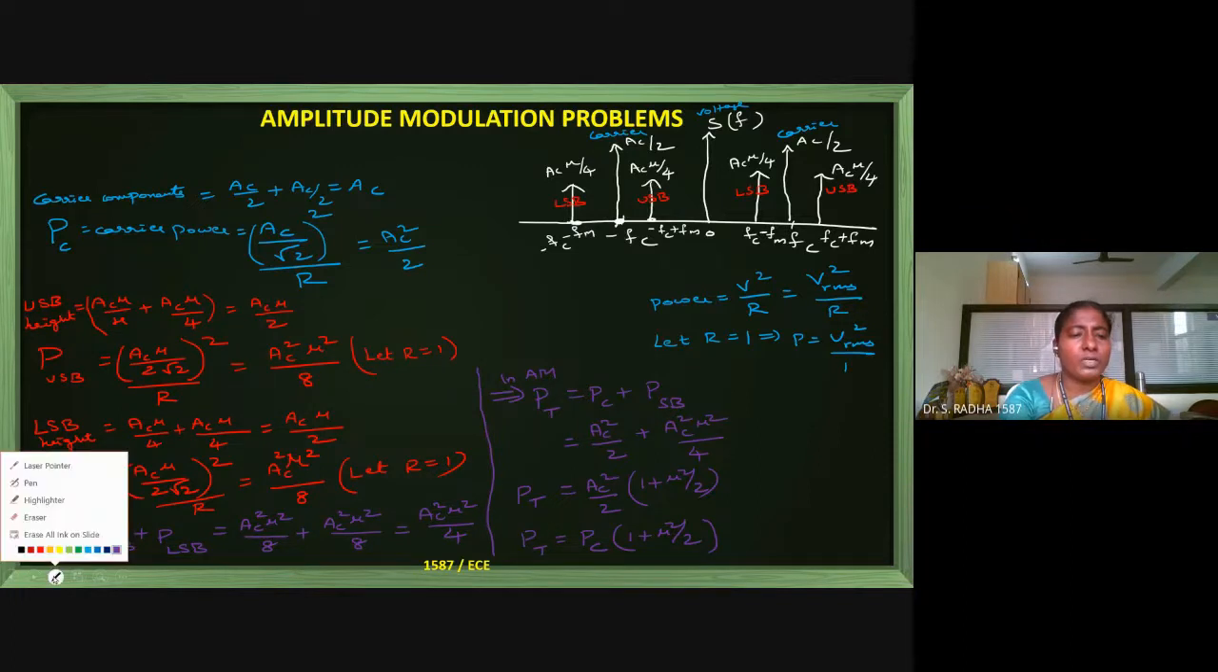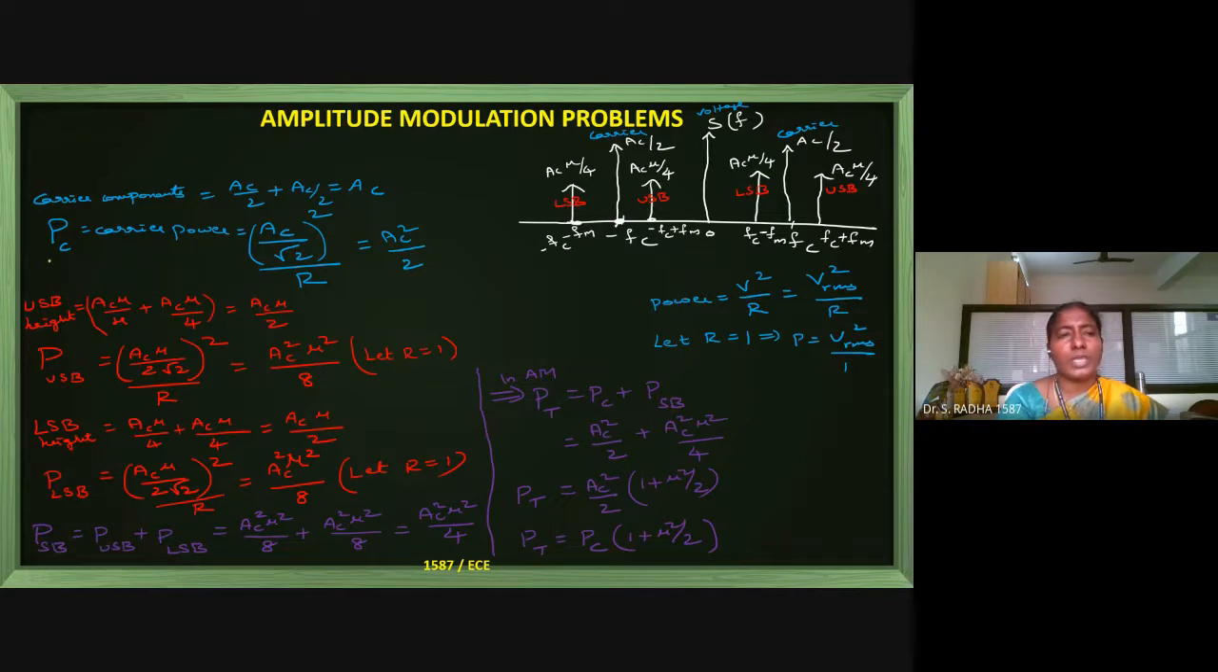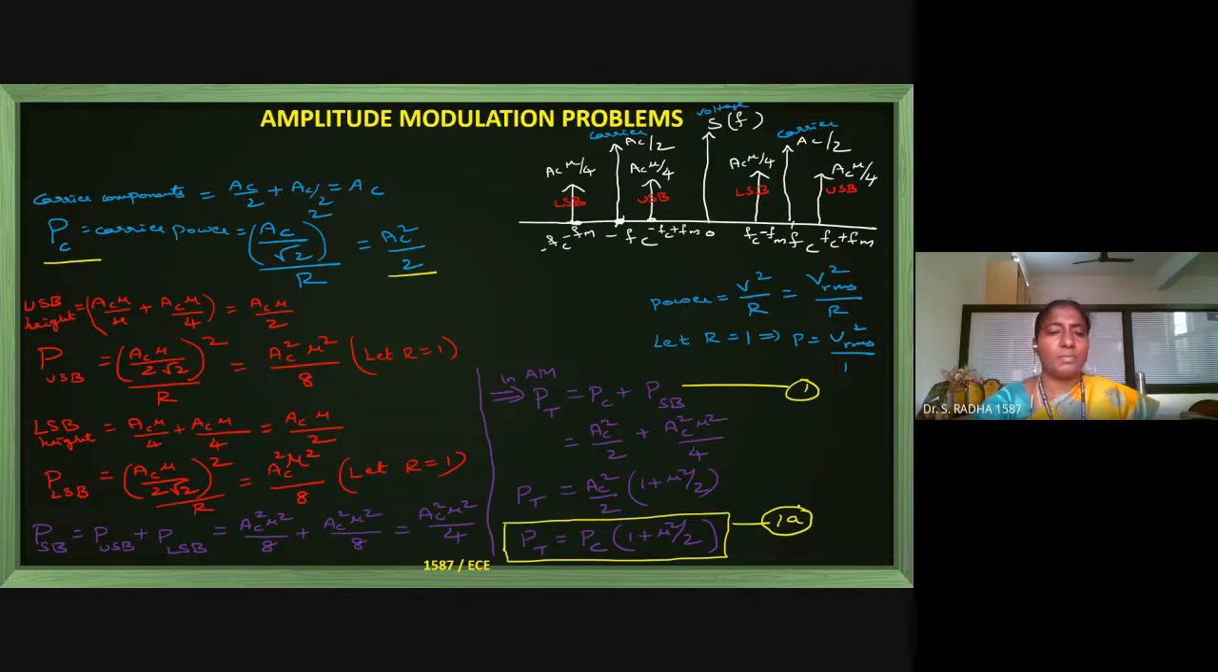Okay. So all these are very important formulas. So carrier power equal to AC square by 2, and then total sideband power is AC square mu square by 4, and then total power. Okay, total sideband power is different, total power is different. You can see in the diagram what is the total sideband, what is the total power. Total power means it is the sum of carrier power plus sideband power. Equation 1 and 1A are very important.